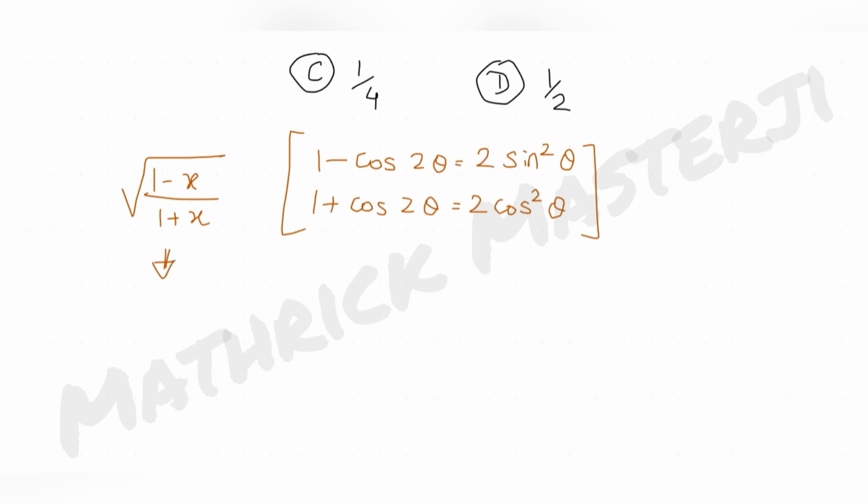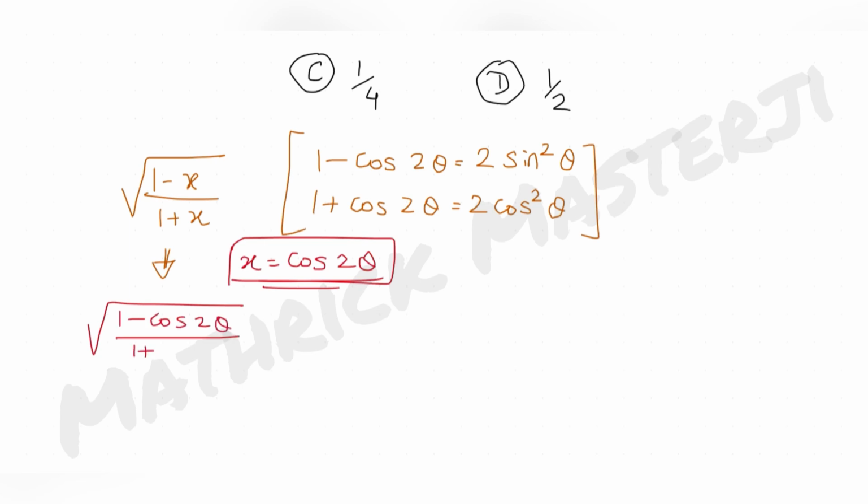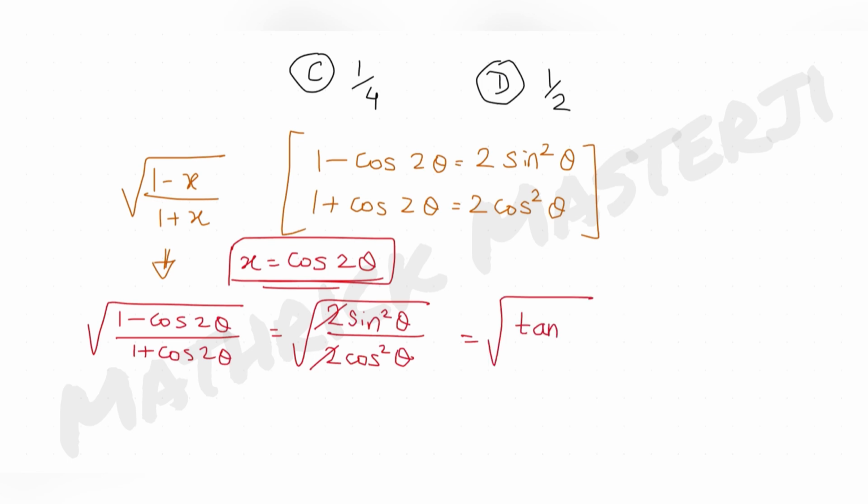We are going to put x as cos 2 theta. Then I get root of (1 minus cos 2 theta) divided by (1 plus cos 2 theta). Simplifying, 1 minus cos 2 theta is 2 sine square theta and 1 plus cos 2 theta is 2 cos square theta. The 2s cancel, and you get the square root of sine divided by cos, which is tan square theta, and the square root of tan square theta is nothing but tan. So I have tan theta for the entire expression.